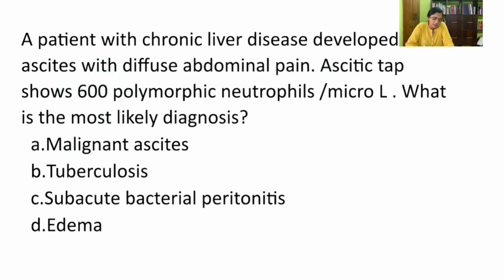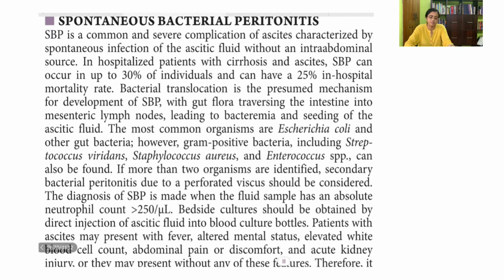A patient with chronic liver disease developed ascites with diffuse abdominal pain. Ascitic tap showed 600 polymorphonuclear neutrophils per microliter. What is the most likely diagnosis? So a patient of CLD with ascites developing neutrophils in his ascitic fluid, the answer is very clear. It is spontaneous bacterial peritonitis, which happens to be a common complication in case of ascites.